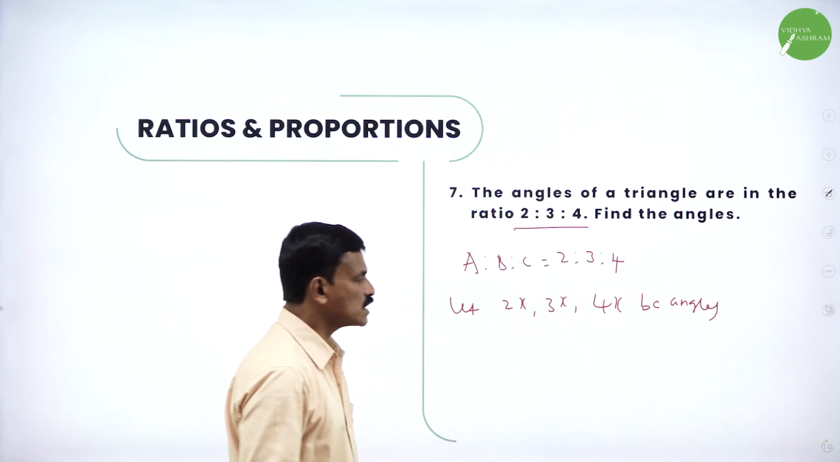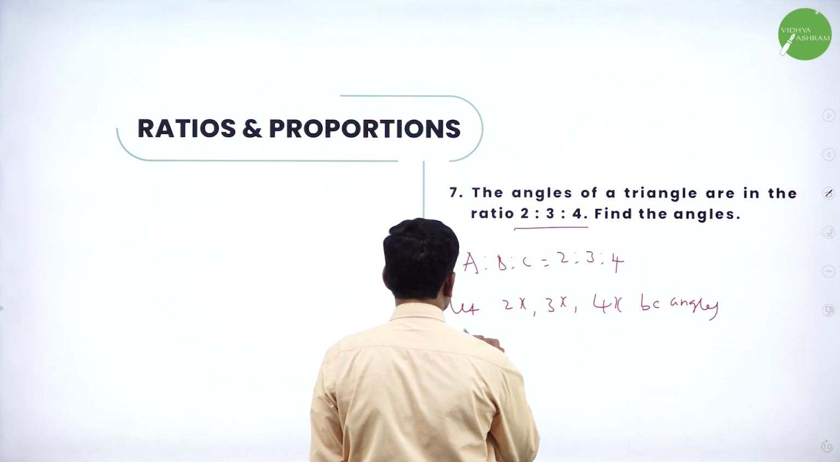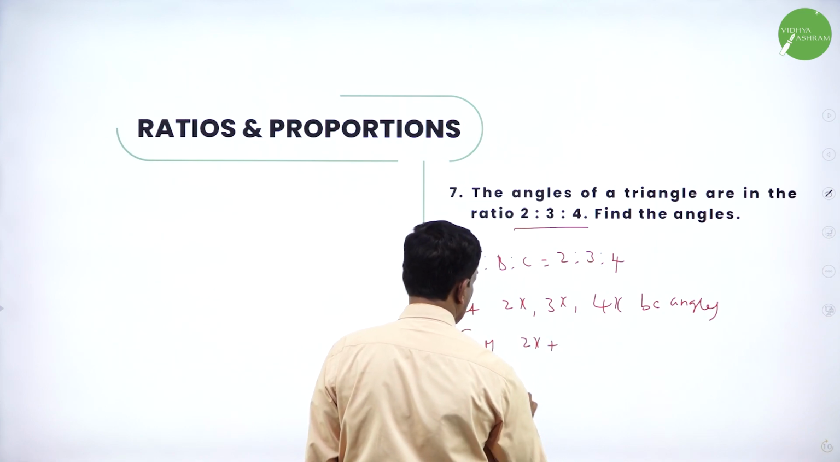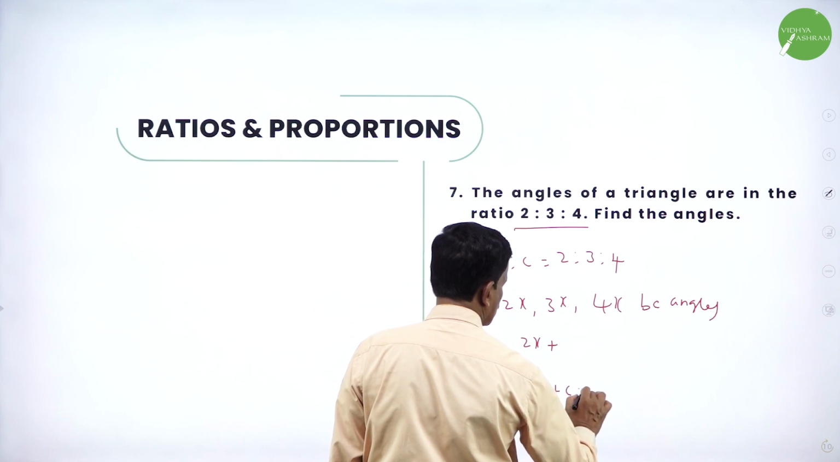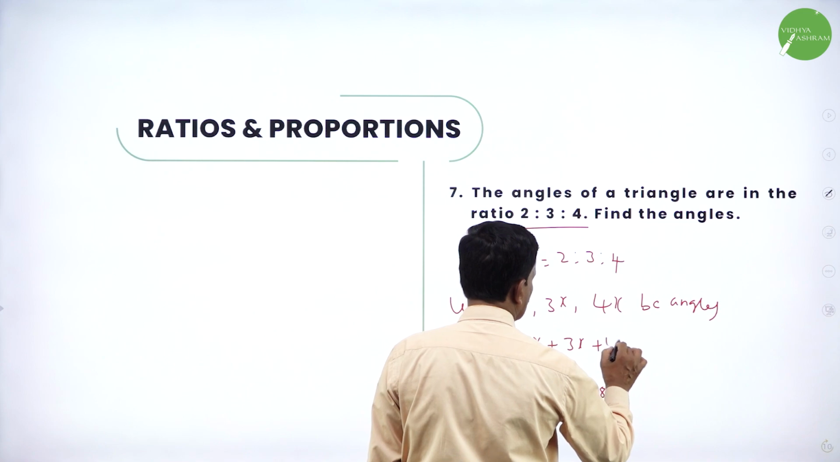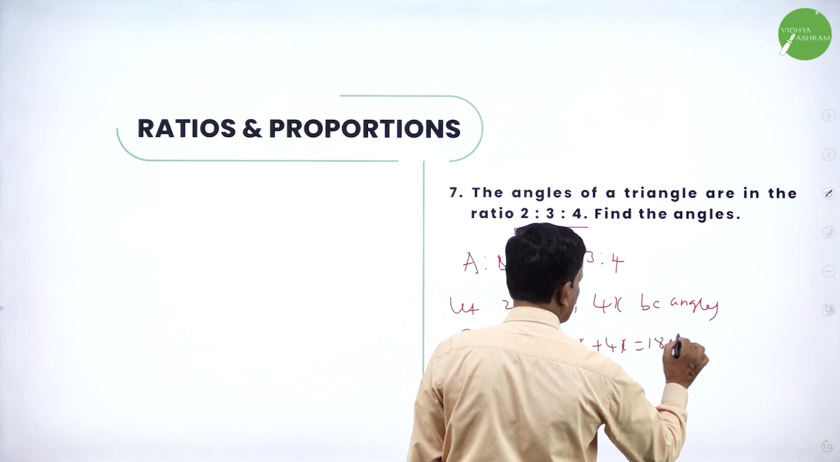So 2x, 3x and 4x be the angles. What is the sum of these three angles? A plus B plus C. You know A plus B plus C is equal to 180 degrees. 2x plus 3x plus 4x is equal to 180 degrees.